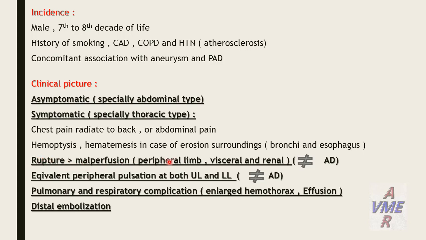Malperfusion would include peripheral limb ischemia, visceral ischemia, renal manifestation, and neurological manifestation. Equal peripheral pulsation at both upper limbs and lower limbs in comparison to aortic dissection. Pulmonary and respiratory complication in case of a rupture inside the pleura, enlarged hemothorax and effusion, and distal embolization.